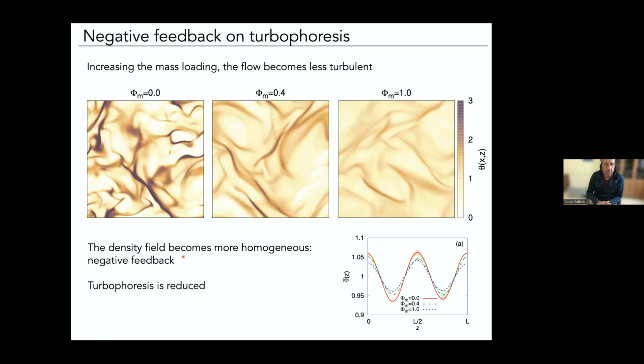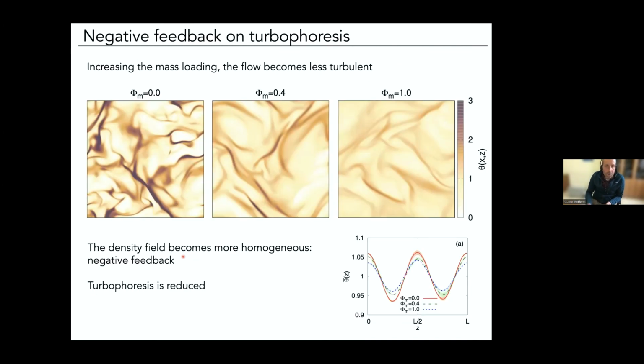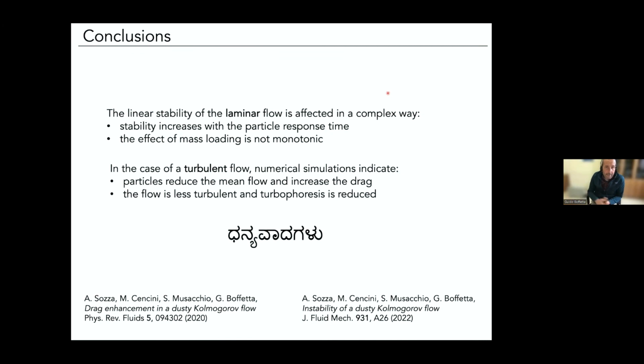And so at the end, we have a kind of negative feedback on the turbophoresis, because the presence of particles reduces the turbulent flow, and so it reduces the turbophoresis, so that the density field of the particles, which I plot here, becomes more homogeneous as the mass loading increases. So there is a kind of negative feedback on the turbophoretic effect with respect to the passive particles, of course. And so this is the end of my talk.